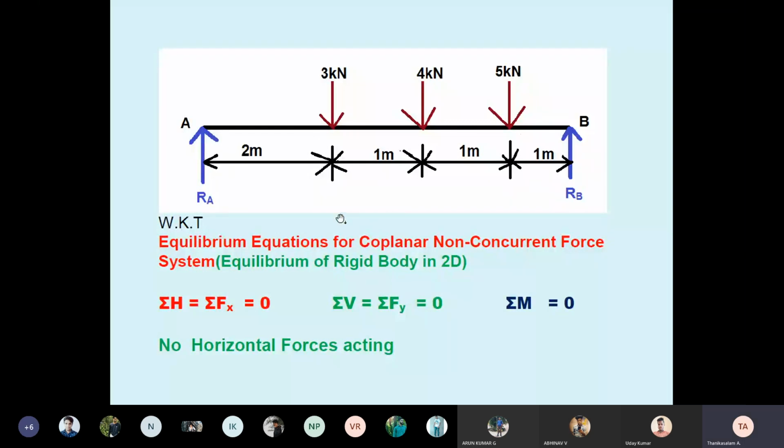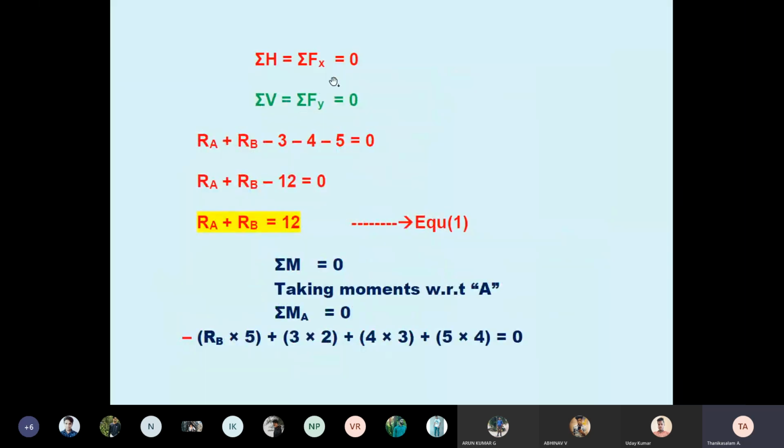Now we are using 3 equations. I'm using the first equation: summation of H equal to 0. You see the picture. Is any horizontal force acting? Nitin? Any horizontal force acting? Louis? No, sir. Very good. Horizontal means you see a horizontal arrow mark, a horizontal line. So no. Therefore, I have directly written summation of H equal to 0.